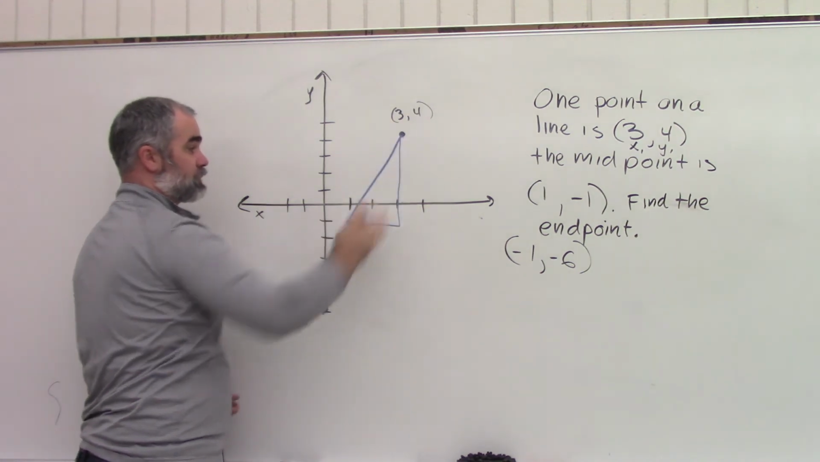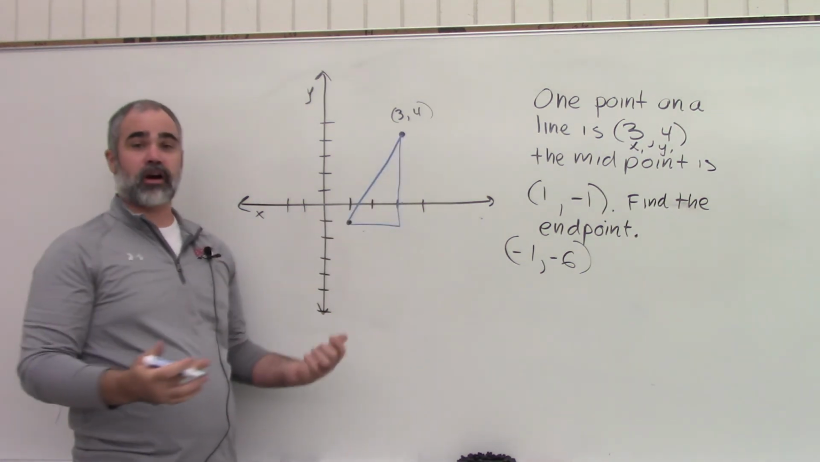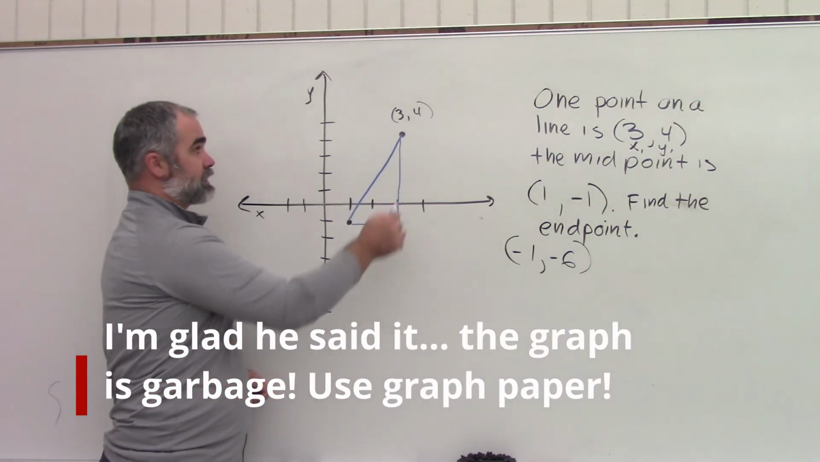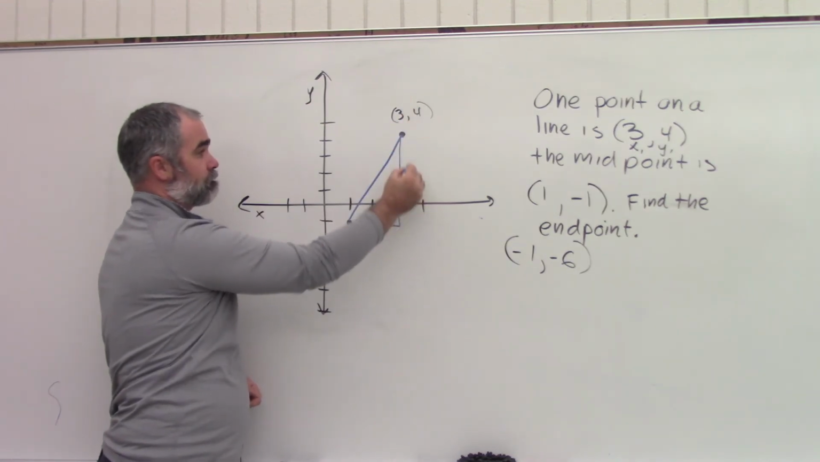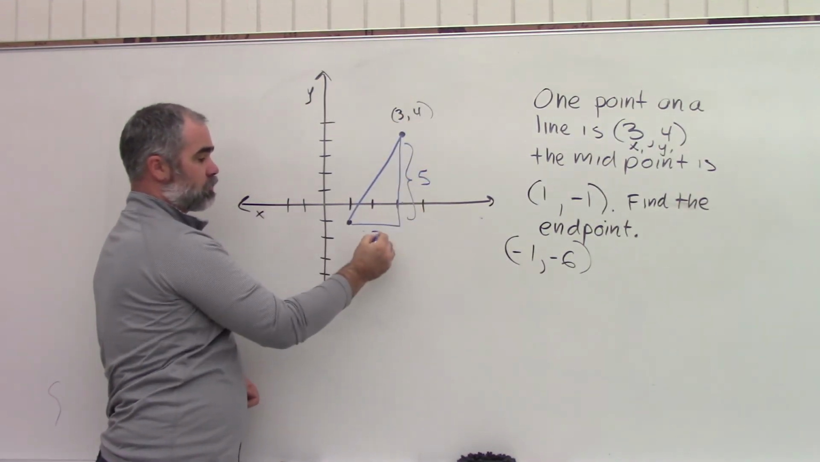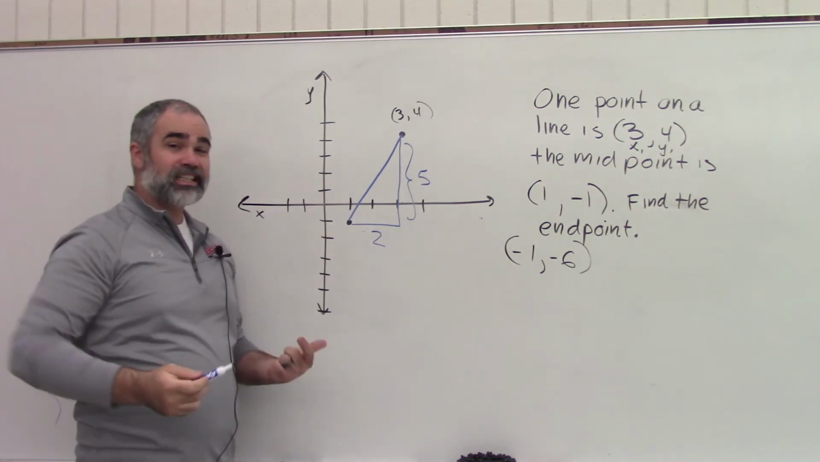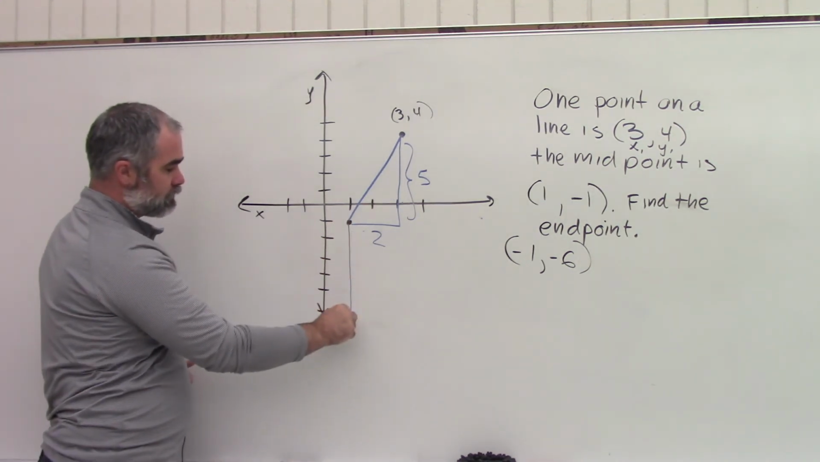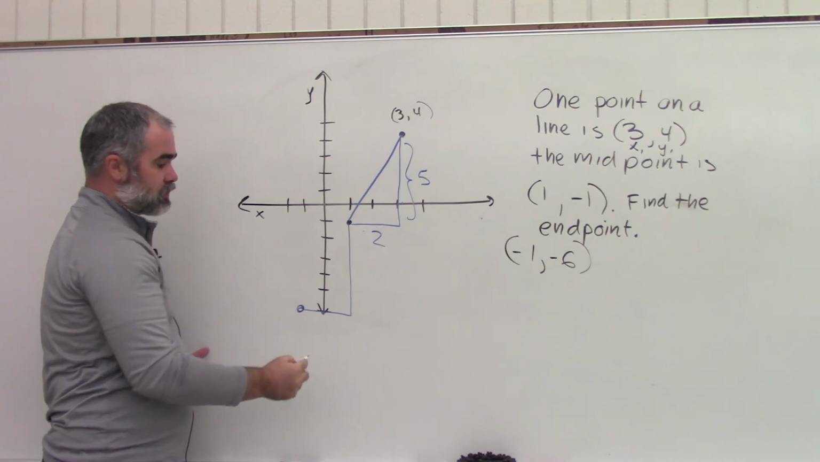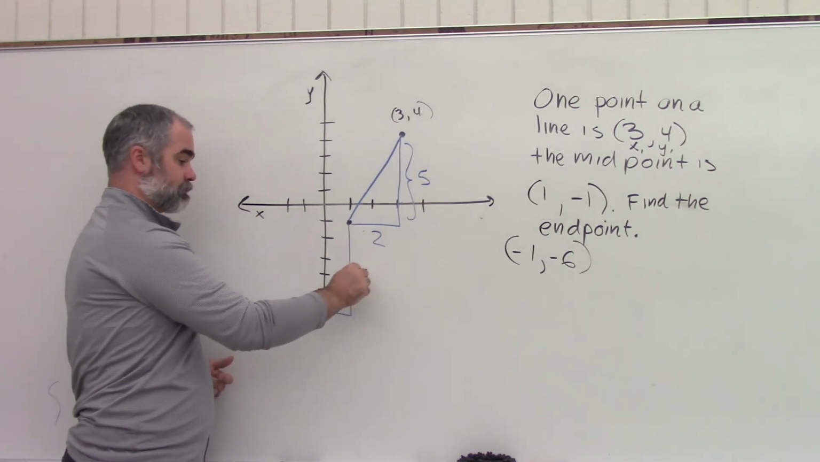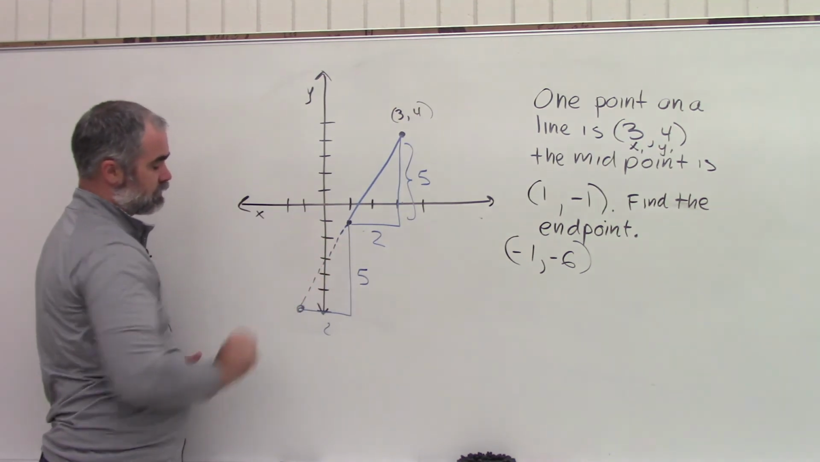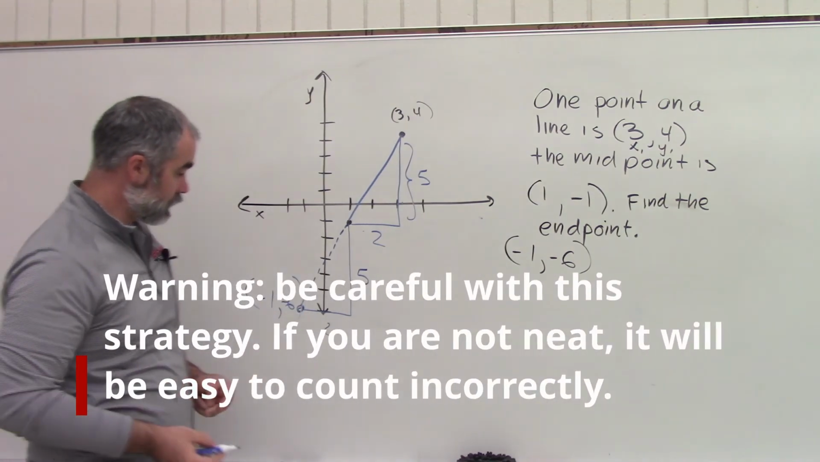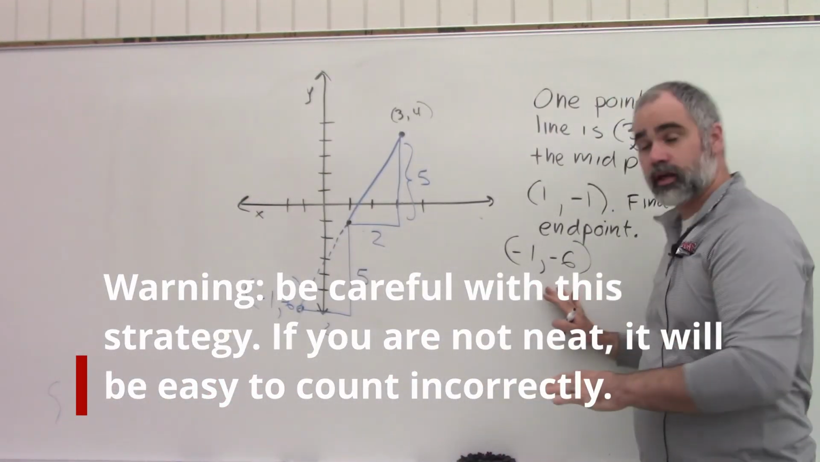Now, the better your graph paper is, the better this is going to turn out. Again, my graph paper is garbage because I just drew it on the board. If you have real graph paper, this is much nicer. But I can see here that from 4, I've gone down 5 units and over 2. All I need to do to find the endpoint is continue that exact same pattern. I'm going to go down 5 more, and I'm going to go over 2. And all you need to do is then count where that final point is. And you're going to see that it's at (-1, -6), which is the exact same thing that we found with this strategy.